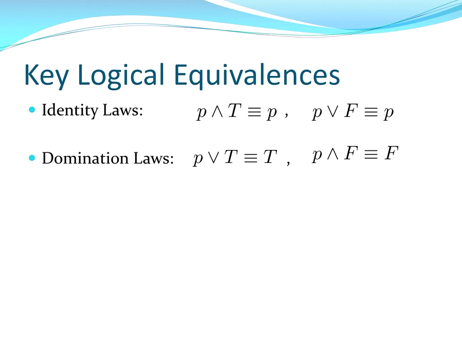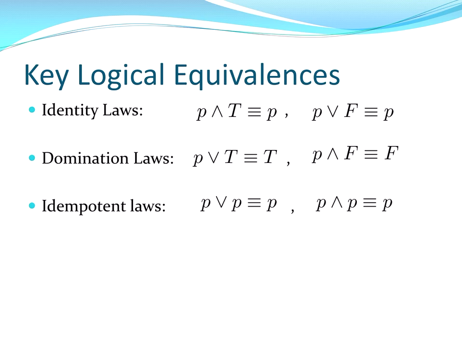P or true is always true because one of the two arguments of the disjunction is true. And P and false is always false. In other words, true dominates the first of those two and false dominates the second of those two. Idempotent laws. In this case, when we have a duplicate entry in the disjunction or the conjunction, we get that atomic proposition out by itself. So P or P is equivalent to P, and P and P is equivalent to P.